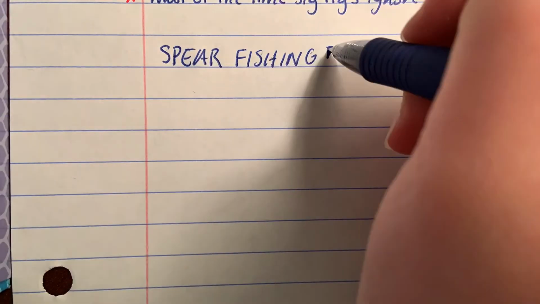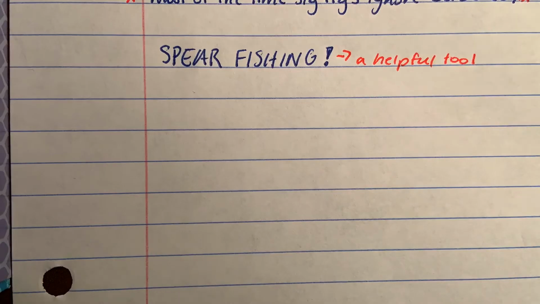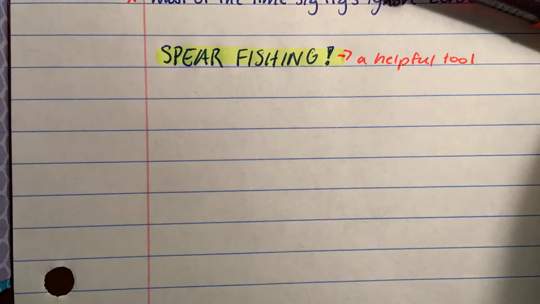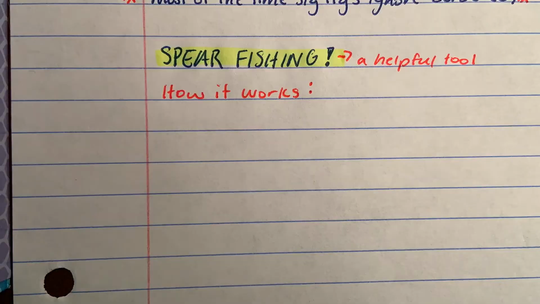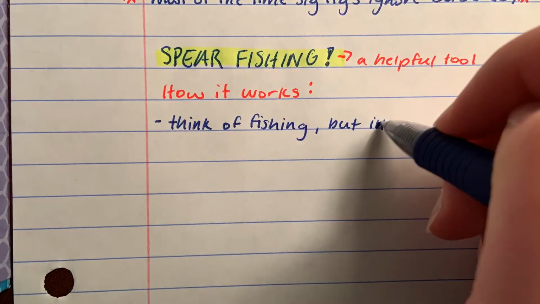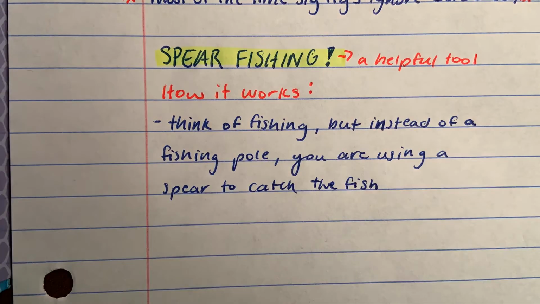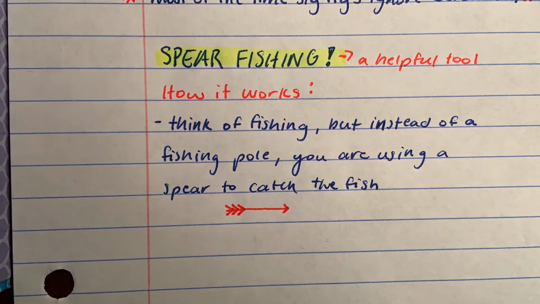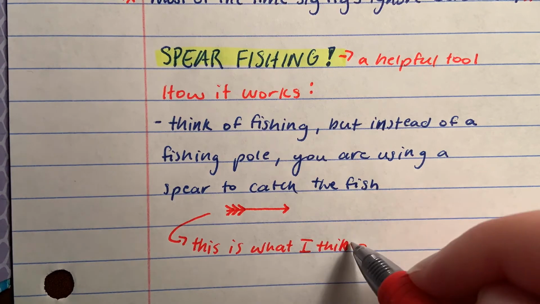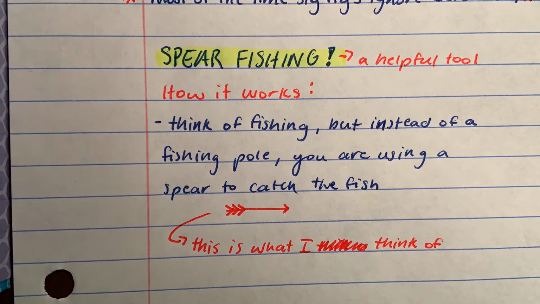A common technique in sig figs is called spearfishing. It's really helpful to remember what to do. So think of fishing, but instead of a fishing pole, you're using a spear to catch the fish. And this is kind of what I think of whenever I think of the topic spearfishing. It just helps me visualize it better.